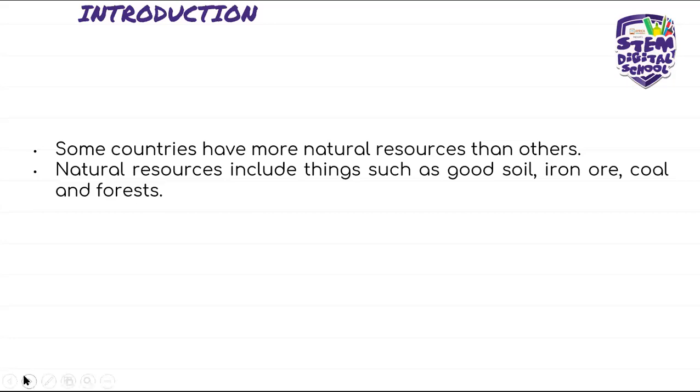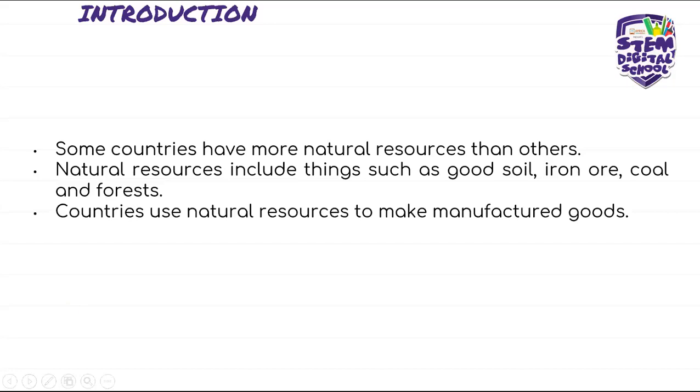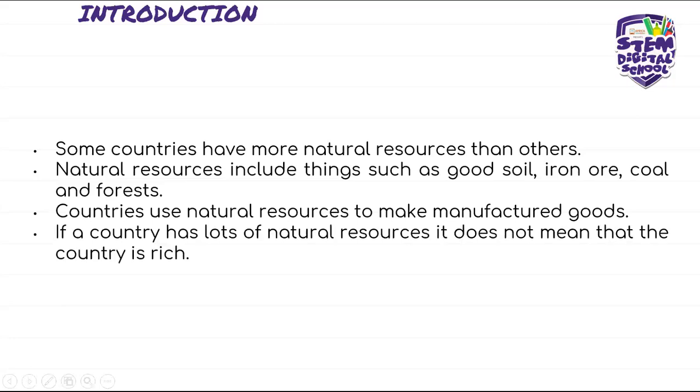Natural resources include things such as gold, iron, coal, and forest. We, as South Africa, we are also blessed. We have all these things. Countries use natural resources to make manufactured goods, okay? We use the natural resources to make manufactured goods. If a country has a lot of natural resources, it does not mean that the country is rich.